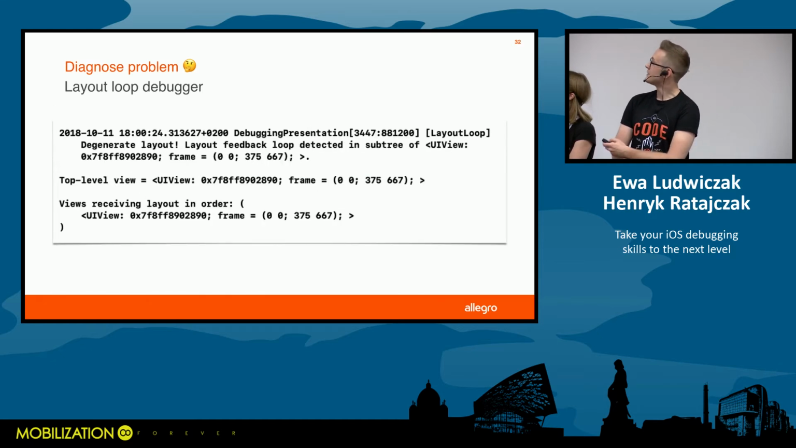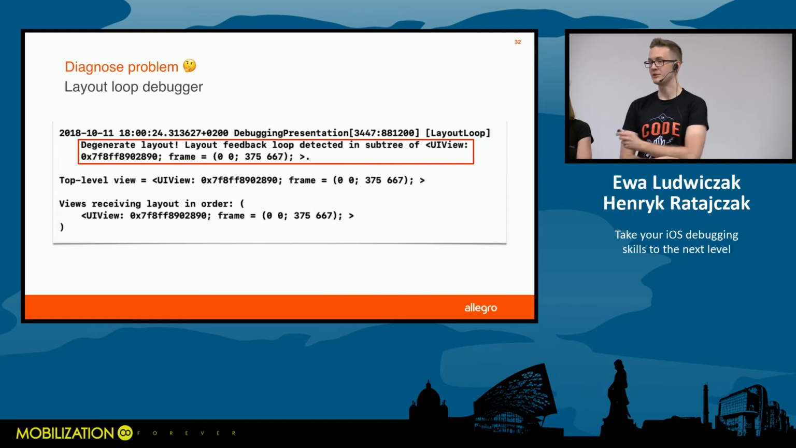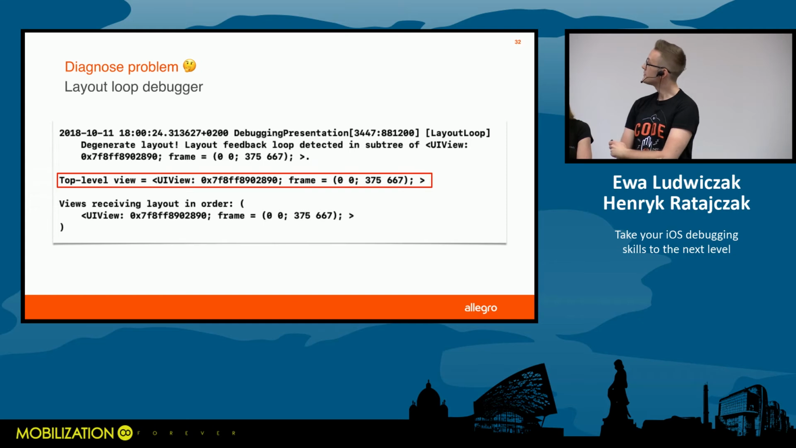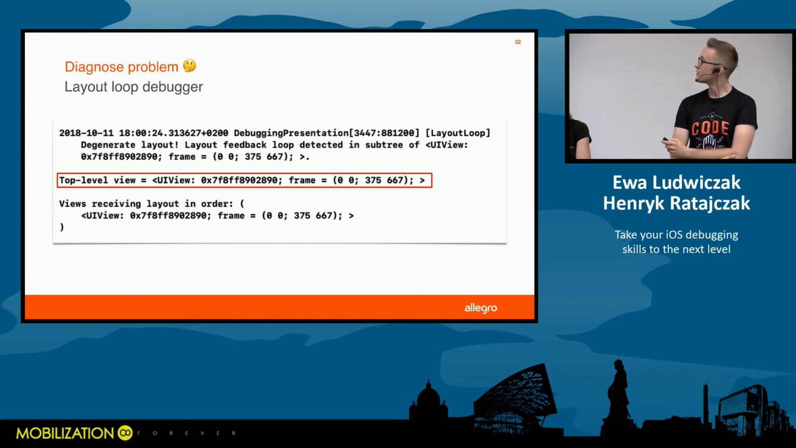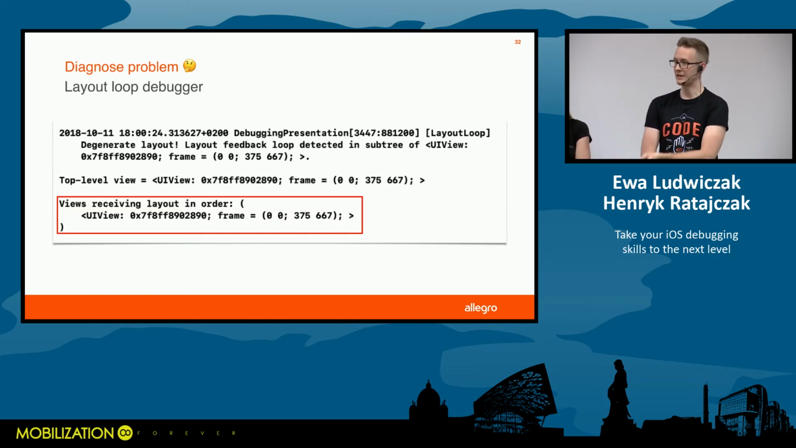Aside from that, you're going to get an exception that the layout is degenerate. You'll be informed in which subview this layout feedback loop happens, which was immensely useful in our iPad situation because there were a lot of views, so it was pretty much narrowed down to only one branch of the views. The top-level view in which the layout feedback loop happens, along with an array of views that receive layout in order. Here is just one view, but it could be 2, 3, 5, 10, 12 or more views laying out each other in a circle.